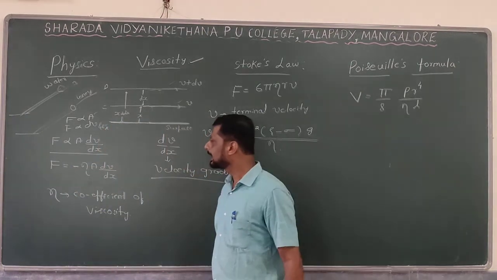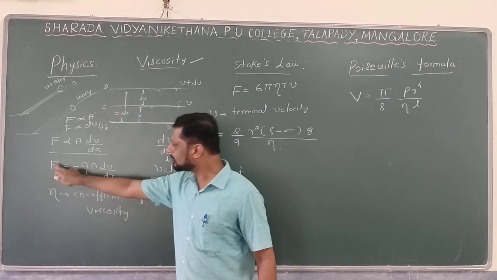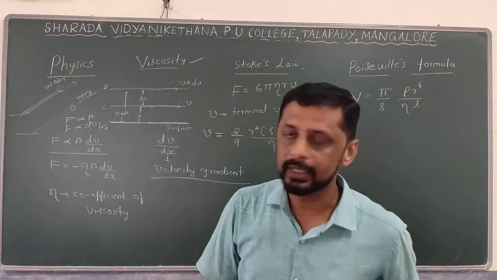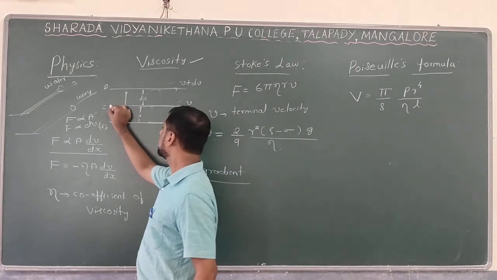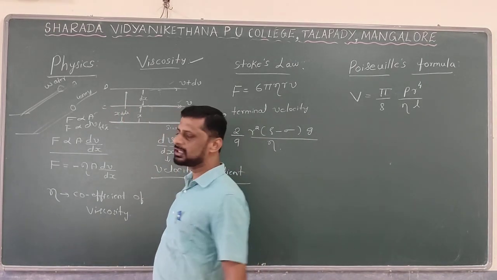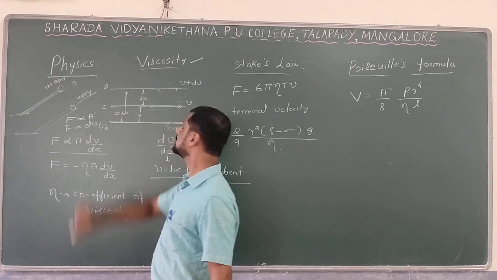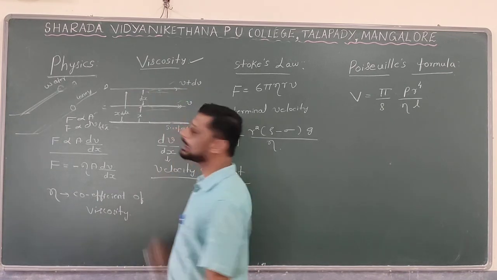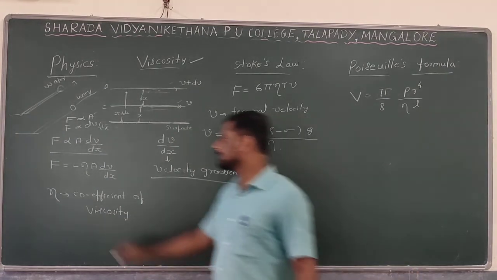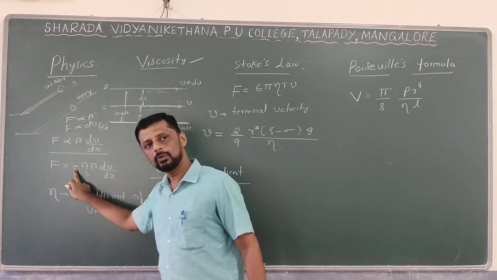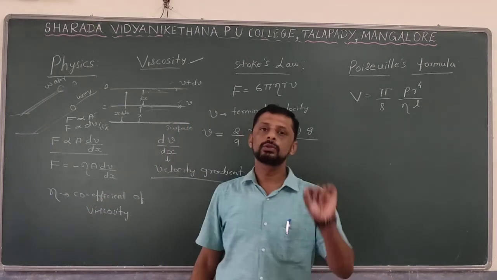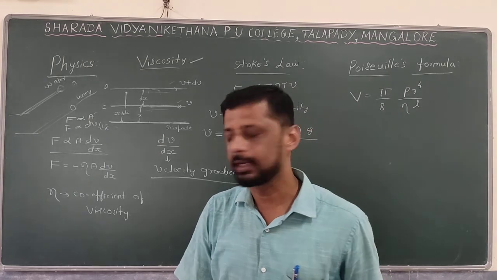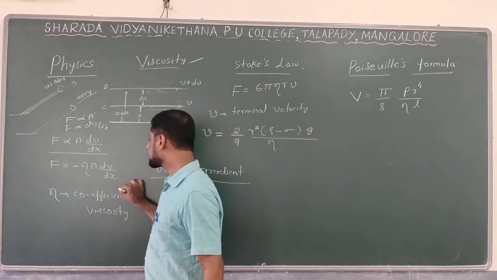What does the negative sign indicate? The negative sign indicates this viscous force acts in a direction opposite to the flow of liquid. For example, if the liquid is flowing in this direction, in which direction is the viscous force acting? It is acting in this direction. That is indicated by putting a negative sign. So the negative sign indicates the viscous force acts in a direction opposite to the flow of liquid, where eta is called the coefficient of viscosity.